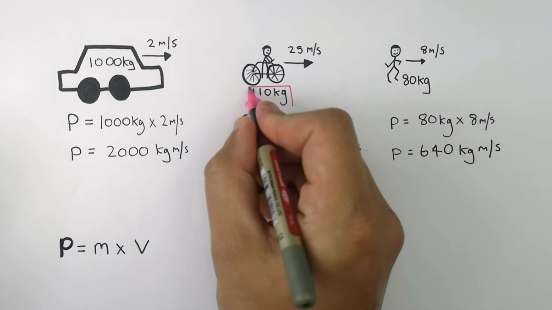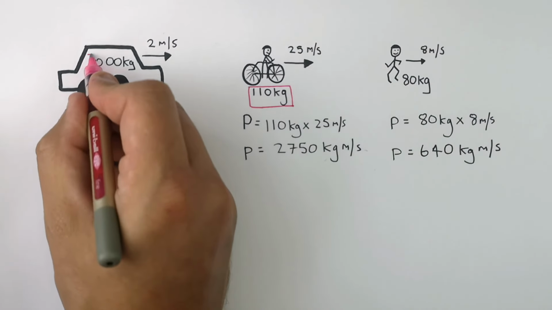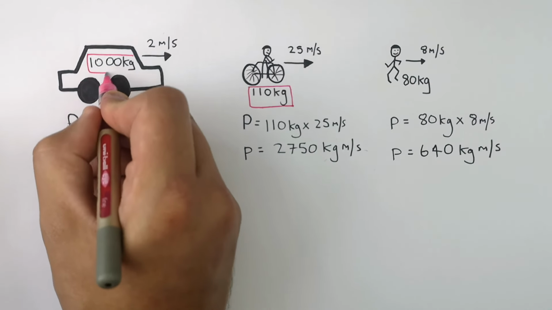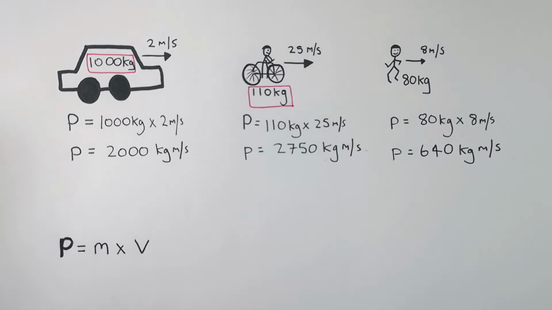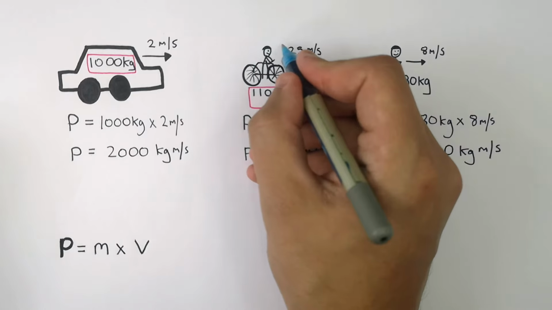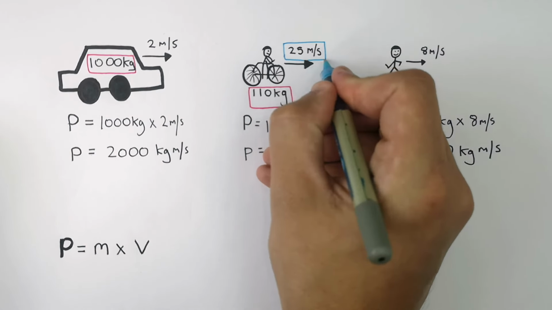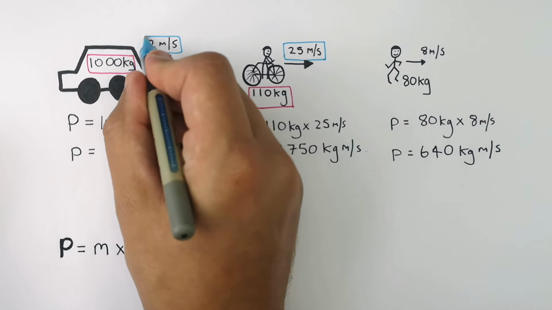So this cyclist has a mass of 110 kilograms, and the car has a mass which is nearly 10 times bigger at 1,000 kilograms. However, the cyclist is moving with a velocity of 25 meters per second, and the car with a velocity of 2 meters per second.